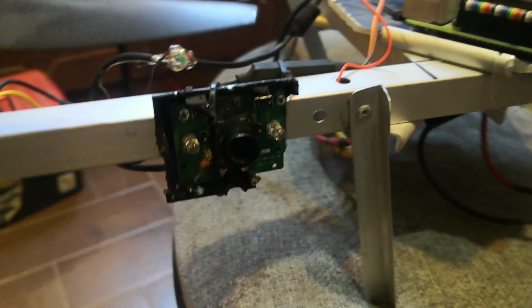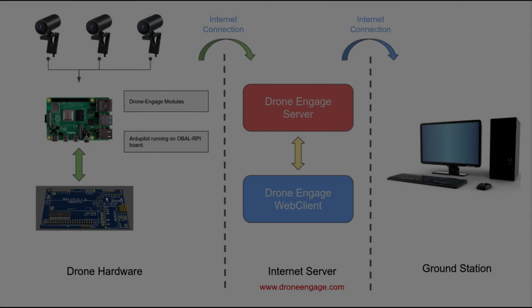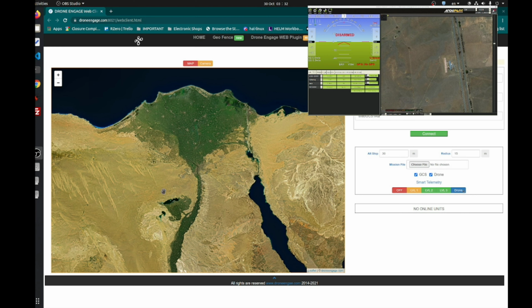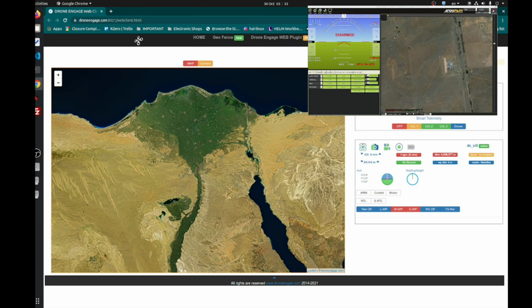Let's start. It is the demo. Now we will connect to the Drone Engage website. I'm connecting via internet. I'm now running Mission Planner. Here I select video streaming.